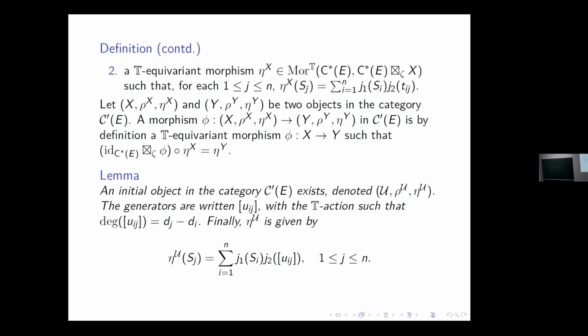So if you recall the category of quantum groups that act on the graph C-star algebra, I demanded the quantum automorphism group to be a terminal object, and if you pass to the function algebra level, it should be an initial object. The lemma says precisely it exists. So it is the smallest in some sense. U, rho_U, and eta_U. The generators are written u_ij. The T action is given as you would like, d_j minus d_i, and the coaction eta_U is also, so s_j goes to s_i box u_ij.